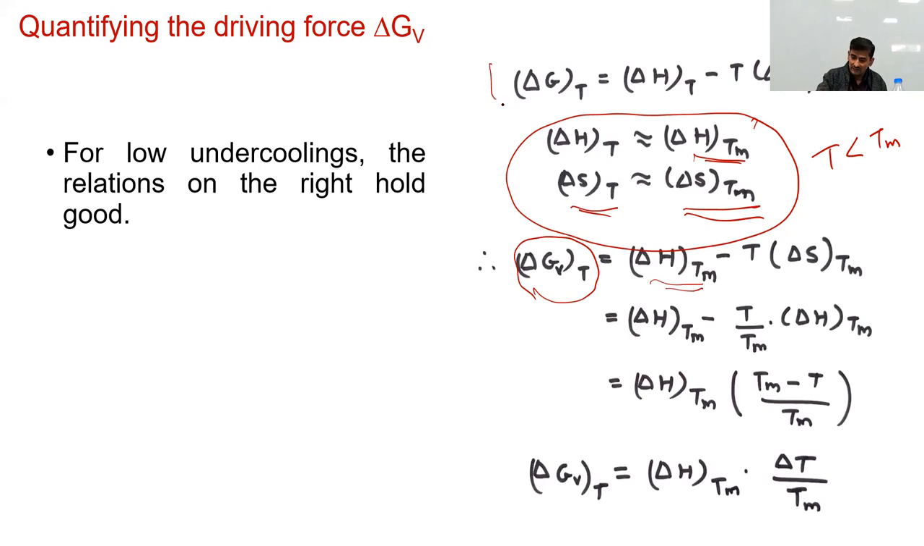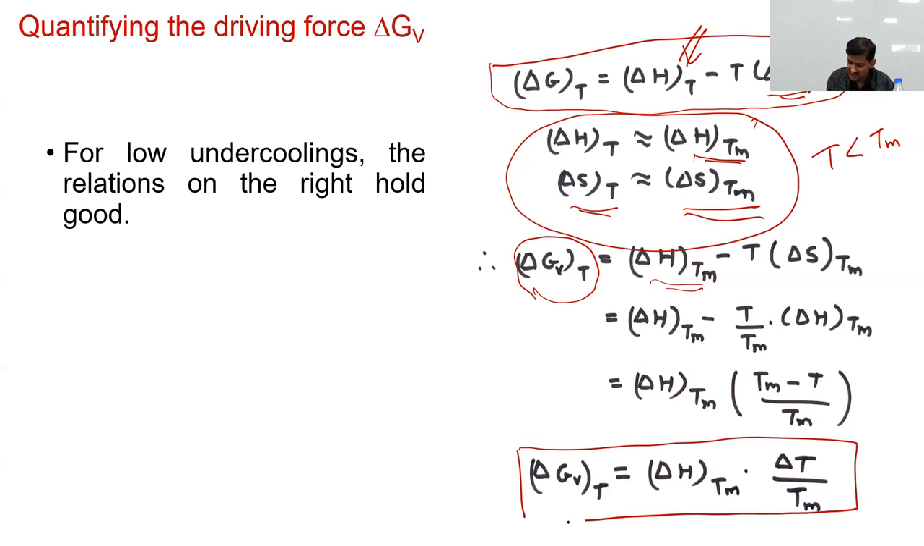So here's the general relation above. This delta H T can now be replaced by delta H at the melting point, and the entropy at temperature T can be replaced by the entropy change at the melting point. Then with the usual algebra we arrive at a nice relation: the volume free energy difference delta GV between liquid and solid at some temperature T below the melting point is equal to the enthalpy of melting, delta H Tm, times delta T divided by Tm. As you can see, the free energy driving force is linearly proportional to the undercooling delta T.